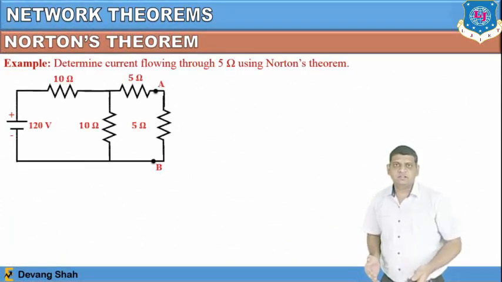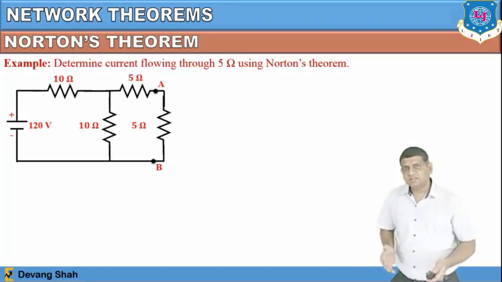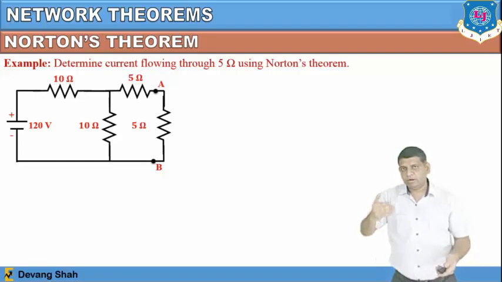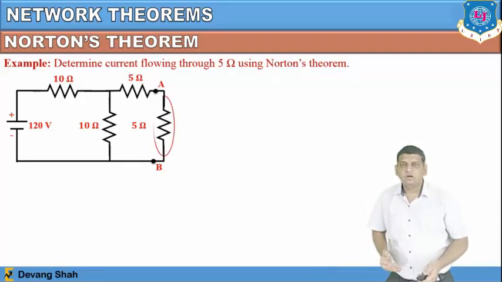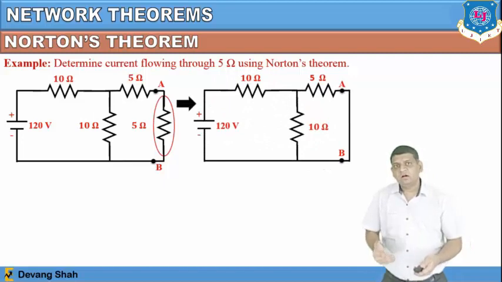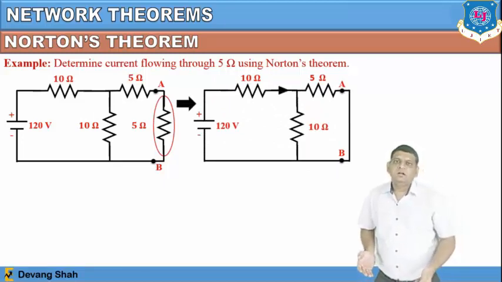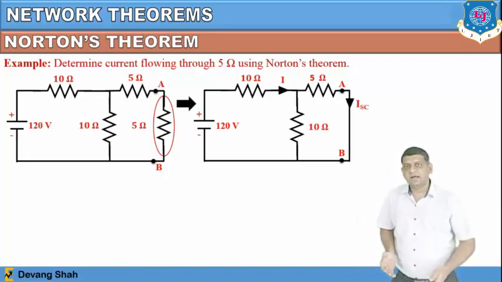Now let's say one of the examples where you have applied 120 volt and there are three resistances connected, 10 ohm, 10 ohm and 5 ohm, and one more resistance connected between terminal A and B, a 5 ohm, that you consider as RL, the load resistor, right? So my next job is to find the current which is passing through terminal A and B. That current I define as the short circuit current, which is called ISC, right? So here you can define this current as ISC current.